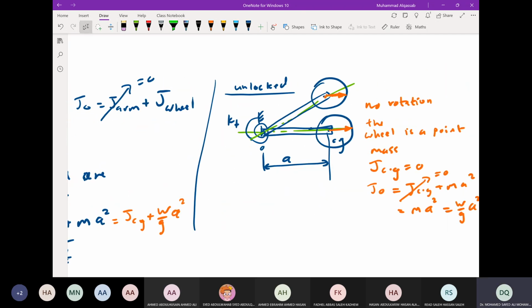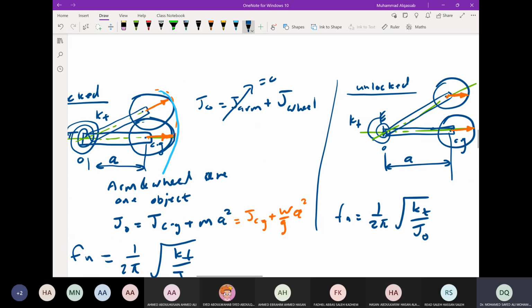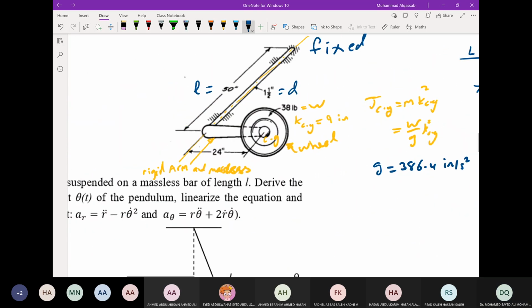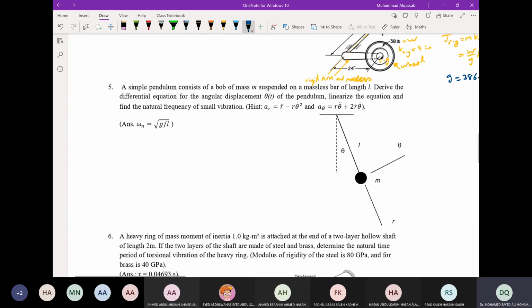And then omega n becomes the same equation, of course, but J is different. Omega n equals 1 over 2 pi square root of kt over Jo. So kt is the same, but Jo is different for locked and unlocked. Okay, question number 5, if you have no questions.